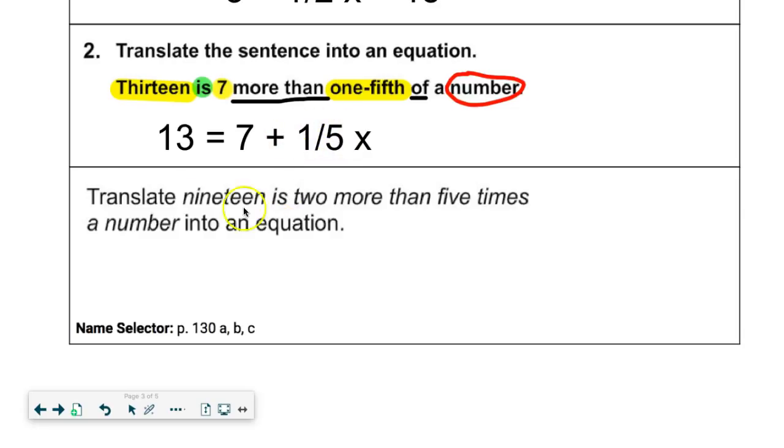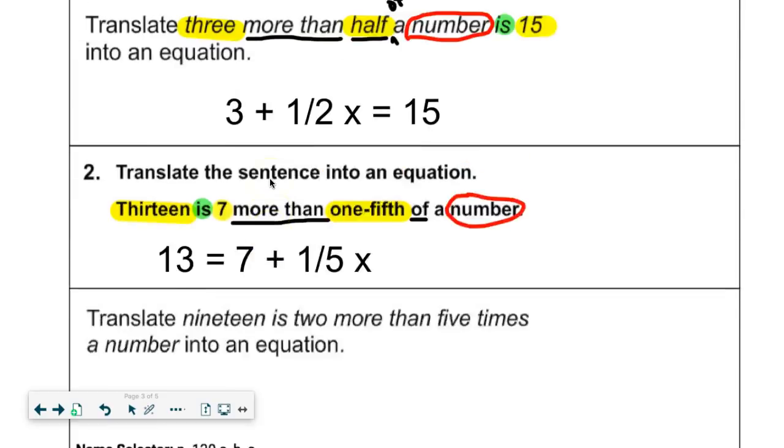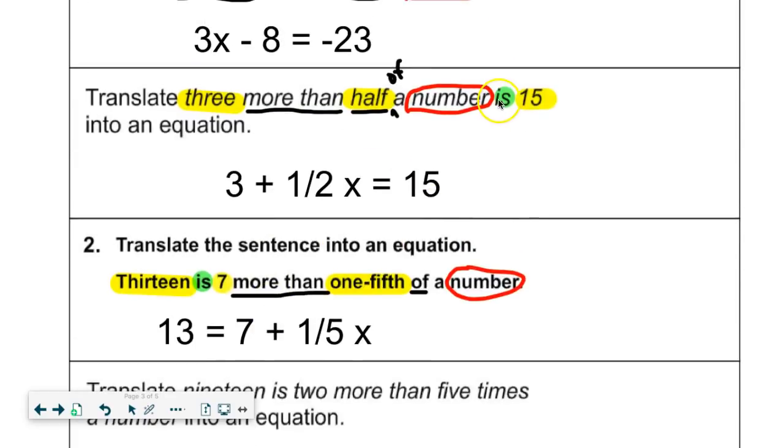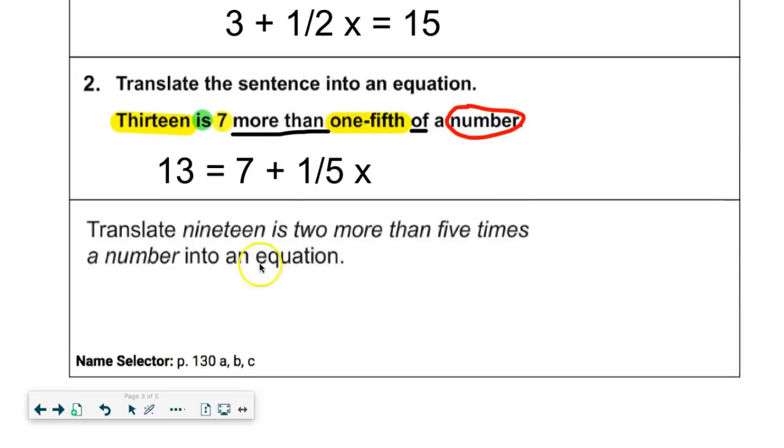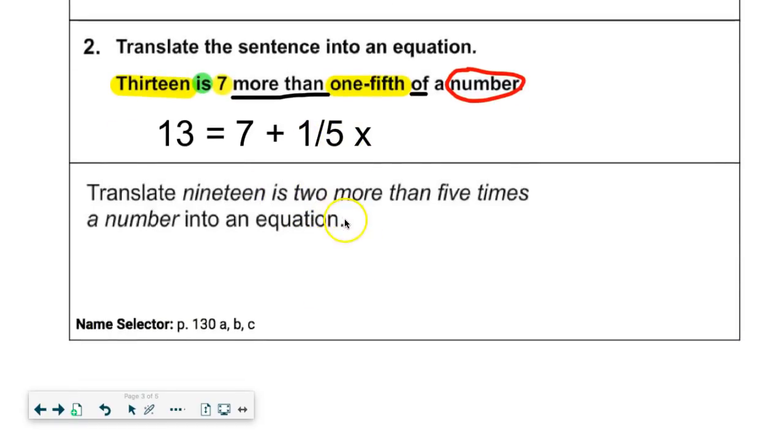So we're good there. Translate 19 is 2 more than 5 times a number into an equation. So the only thing that happened between these two is the "is" whatever is on the right side, and over here the blank is on the left. So same situation, except variables on the left, for example 1, and variables on the right, for example 2, which leads me to believe it's going to be on the right here.